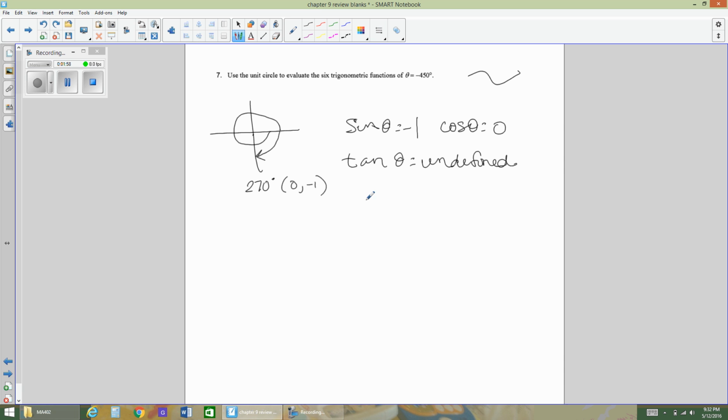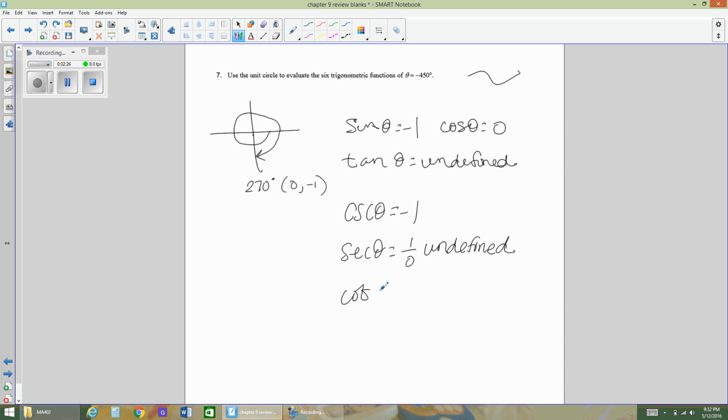Now, let's see here. Cosecant of theta is just the reciprocal of sine, so that's nice. Secant of theta is the reciprocal of cosine, but guess what? If you do the reciprocal of cosine, that's 1 over 0, that's a no-no. So it's actually undefined.